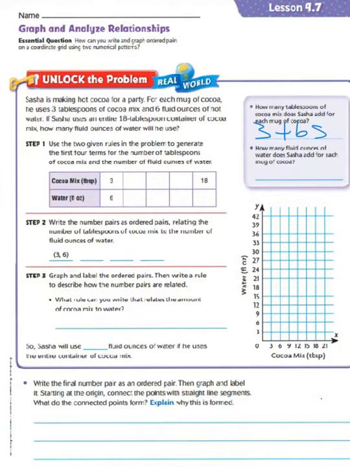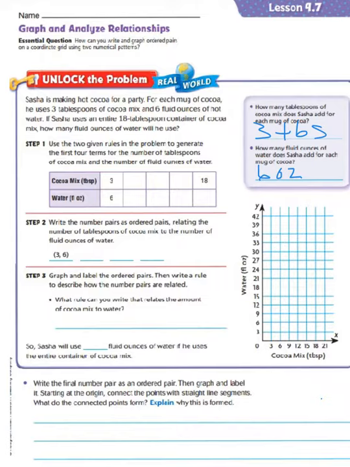How many fluid ounces of water does Sasha add for each mug of cocoa? Well, let's look back over at our word problem. So he uses 3 tablespoons of cocoa mix and 6 fluid ounces of hot water. So the answer to that would be 6 ounces. And remember, our abbreviation for ounces is OZ.